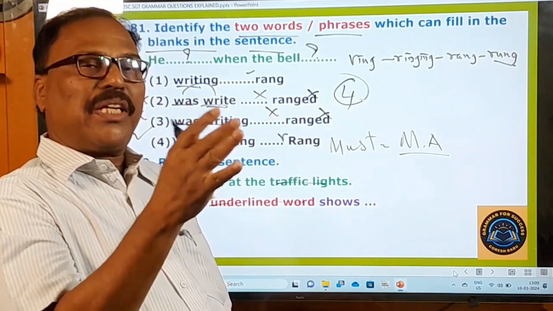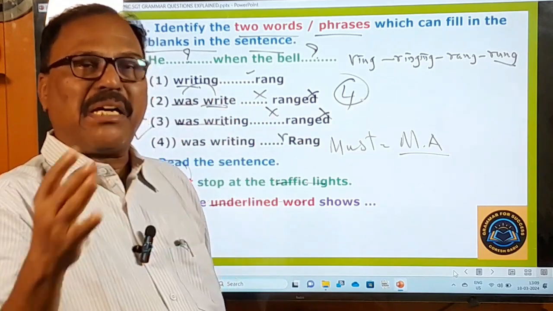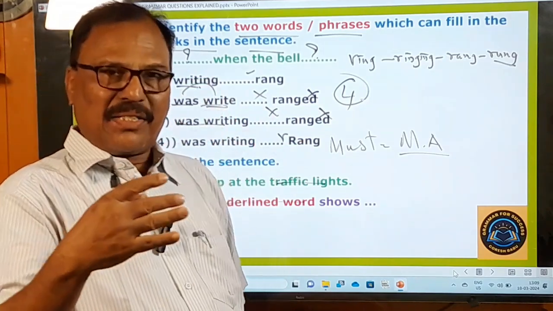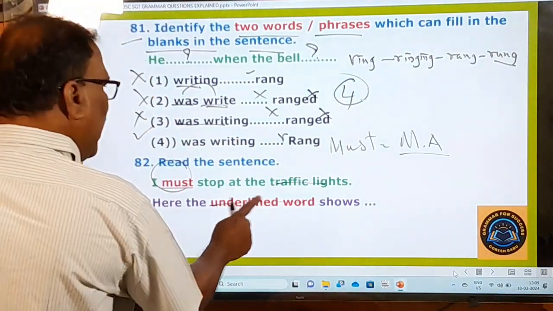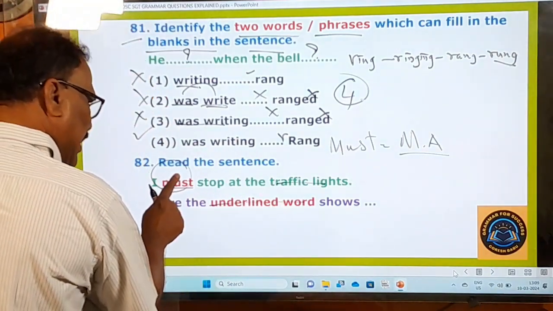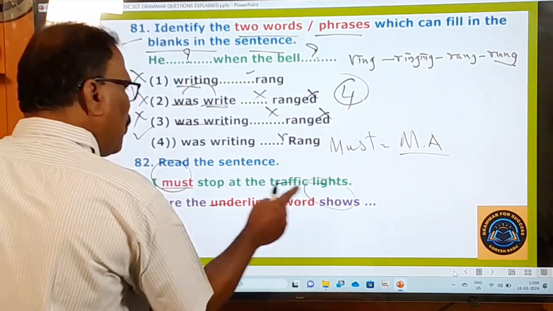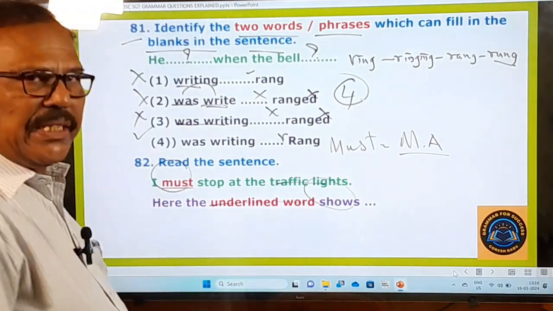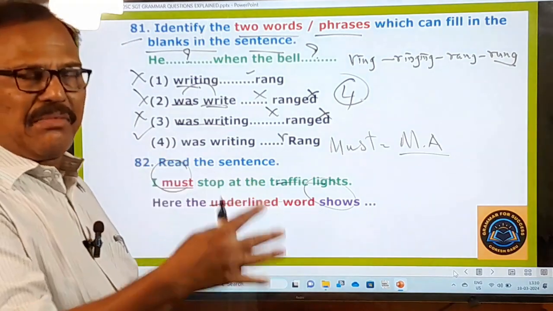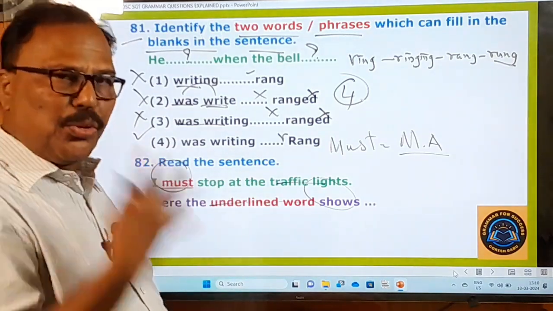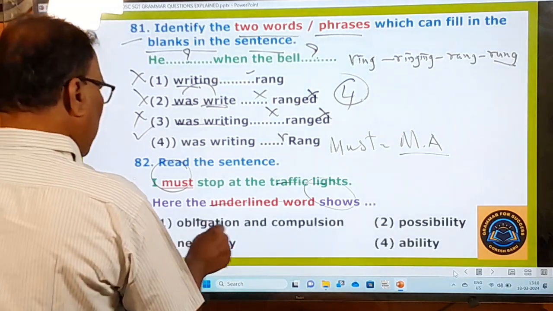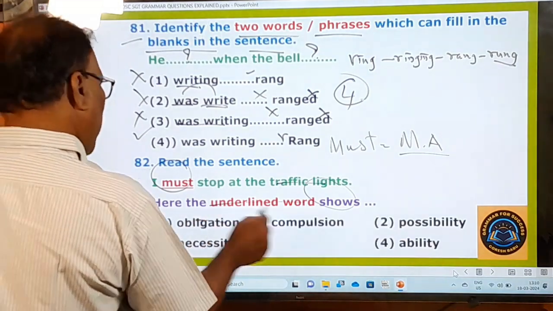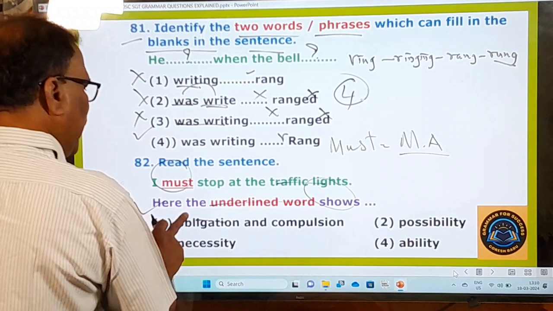Should, would, can, could, may, might, must. These are all modal auxiliaries. Of course, shall and will are also modal auxiliaries, right? So the underlined word is a modal auxiliary. What does this "must" show in this sentence? Must always indicates what? Compulsion. It indicates a duty, something like that. So obligation or duty, compulsion. So the very first one is the right one.